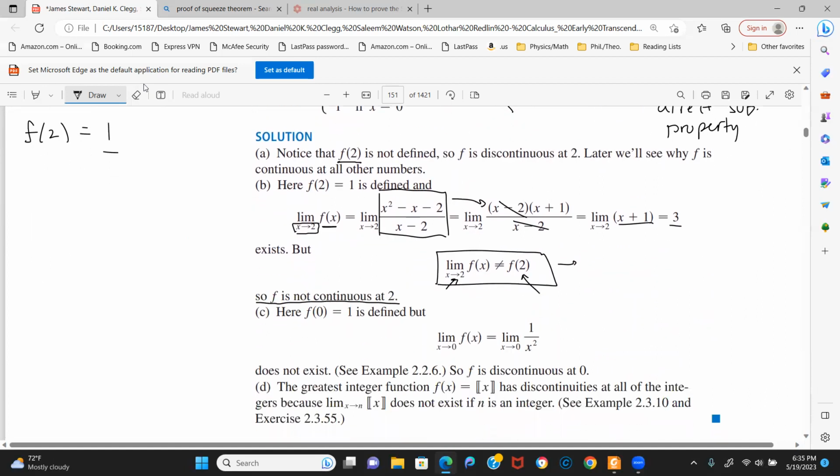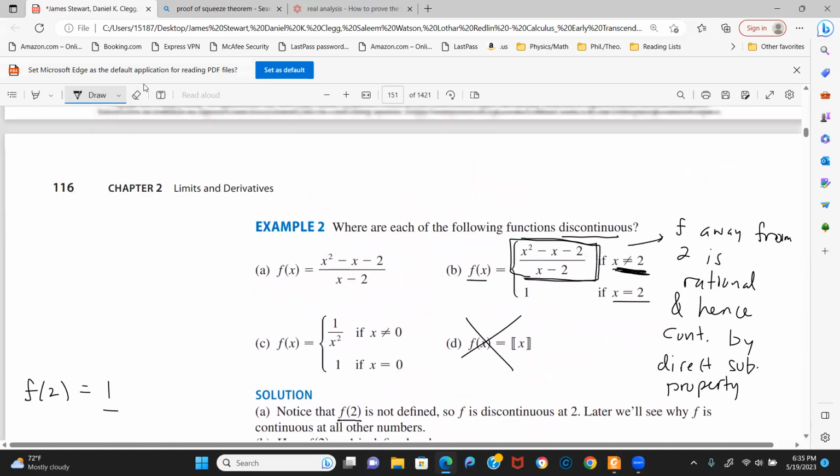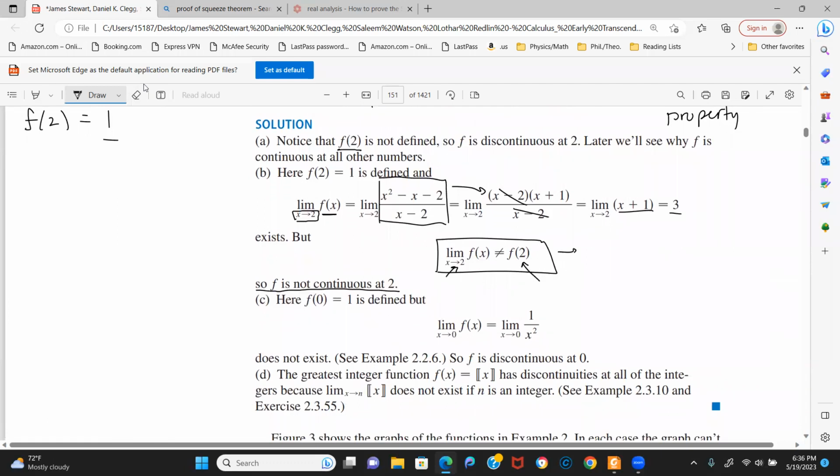What about C though? So we have another piecewise function. For the same reason as over here, the function f away from 0 is a rational function. It's 1 over x squared. So when x is not 0, you get 1 over x squared, so f is continuous away from 0. Now the question becomes, what about at 0? Do we have continuity at x equals 0? I guess we just do a calculation here.